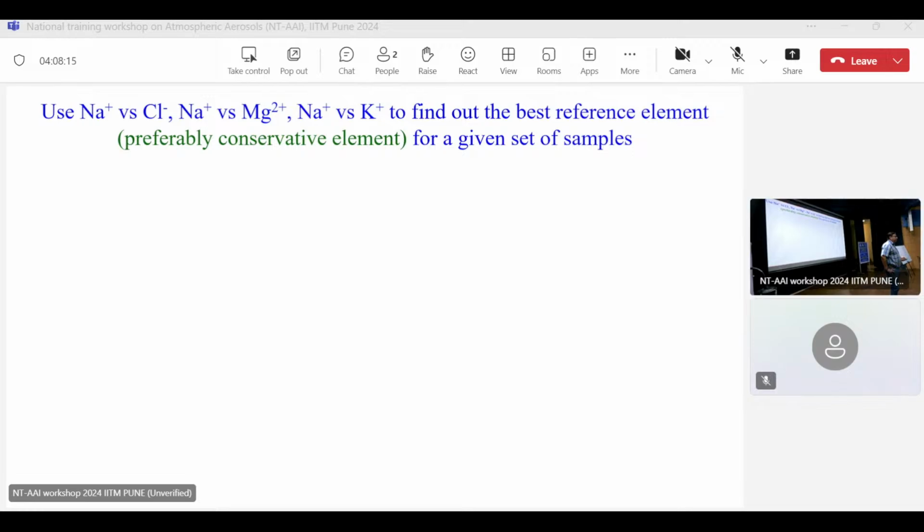I notice whenever I ask many people to write down, they should write the very important thing. Don't change your time. So conservative elements are those where, say, some chemical reactions are happening, but they will not change.